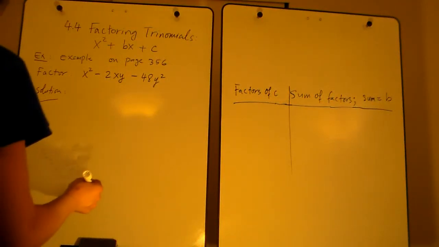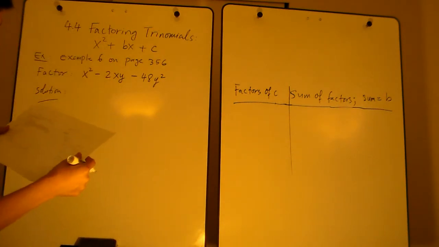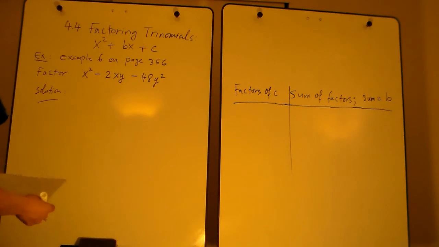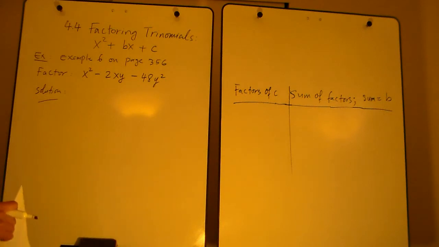This is example 6. On page 356, example 6: x squared minus 2xy minus 48y squared. Now, this looks a bit different from what you saw so far.